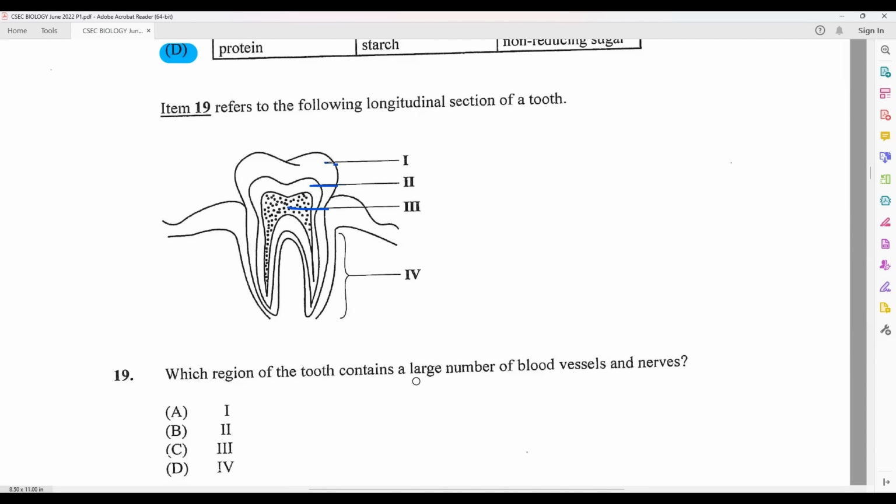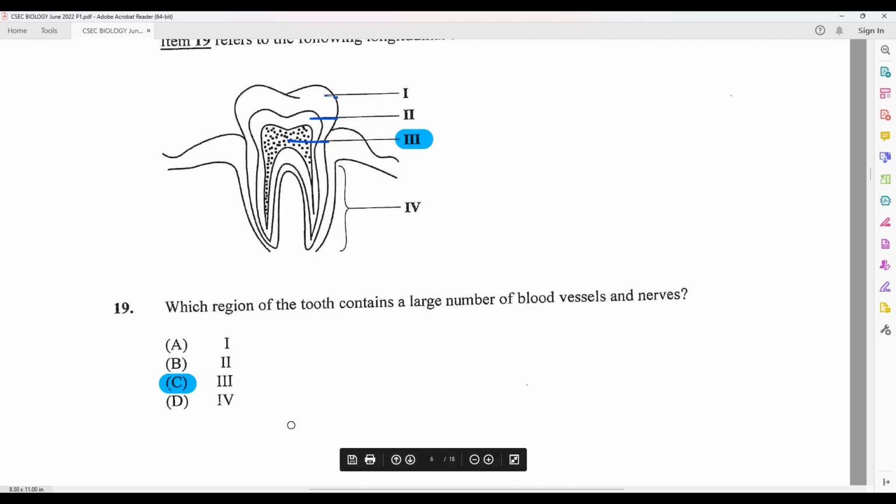Which region of the tooth contains a large number of blood vessels and nerves? Well, it doesn't matter what 4 is doing because 4 is not correct. The answer is 3. The pulp cavity has the roots, the blood vessels, the nerves. So C is the answer.